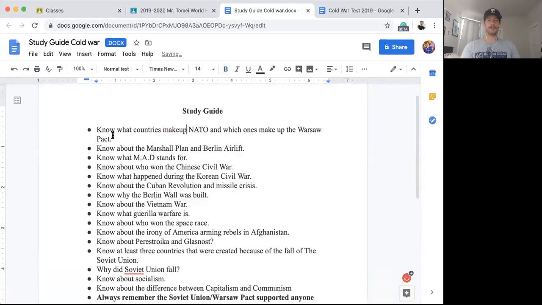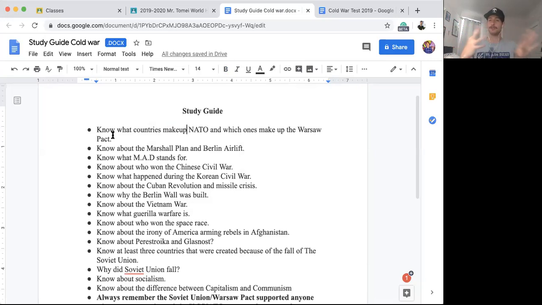First off, know what countries make up NATO and which ones make up the Warsaw Pact, right? This is one of the first things we learned about. Countries that make up Western Europe and the United States are going to make up NATO. Again, NATO stands for the North Atlantic Treaty Organization. Countries that are in Eastern Europe and are supportive of the Soviet Union make up the Warsaw Pact. After the war, Germany gets split up, Berlin gets split up. If you fall on the eastern side or the Soviet-occupied areas of Europe, you became part of the Warsaw Pact, whether you wanted to or not.